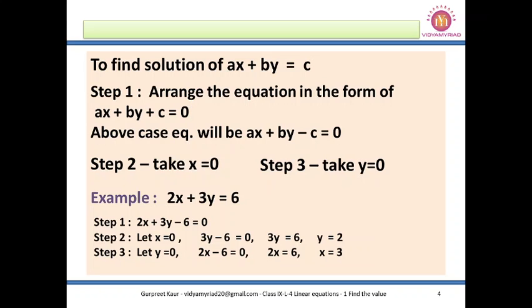Same way, when I assume y as 0, the equation becomes 2x plus 3 into 0 minus 6 is equal to 0. So my equation is 2x minus 6 is equal to 0. So the value of x comes to 3. In this case, I will represent my answer as: when my x is 0, my y is 2. And when my y is 0, my x is 3.